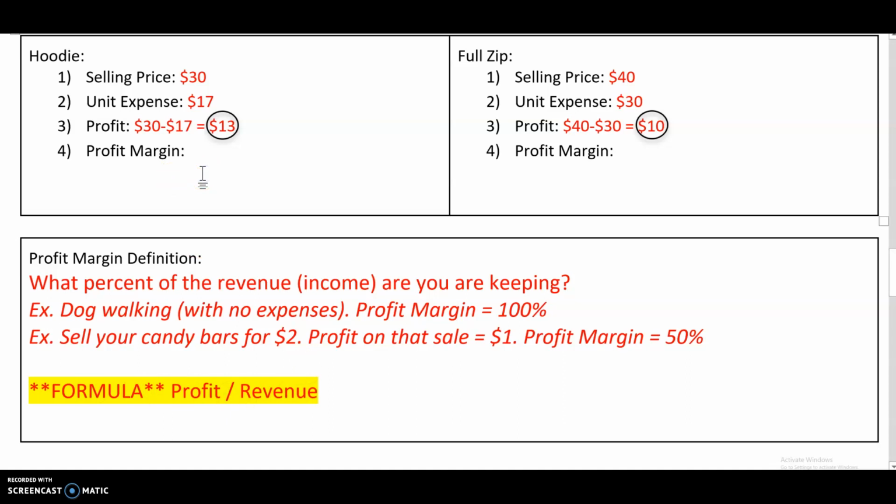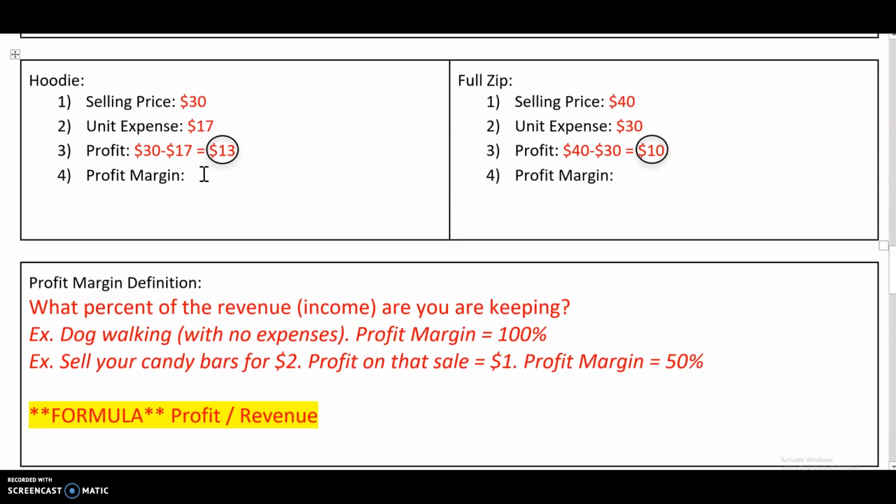For example, if I'm going to calculate the hoodie, I would do $13 divided by my revenue, which again, revenue is your income. Your income is what you're bringing in on each sale, which on this sale, the customer hands me $30 to pay for that hoodie, so my income is $30. So your profit would be $13 out of $30, which means for every $30 a customer hands you, you're going to keep 13 of that. It makes sense we use profit in this because it's a profit margin.